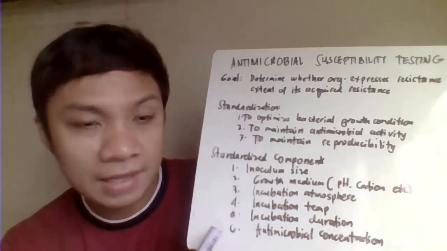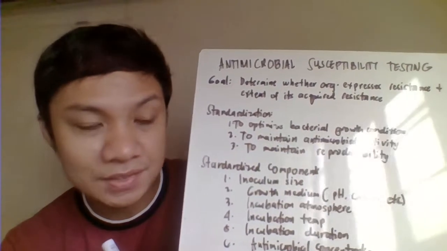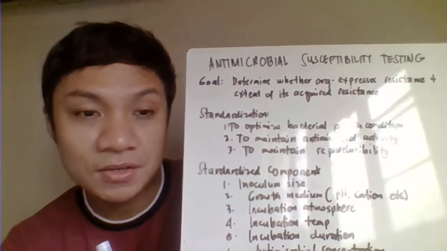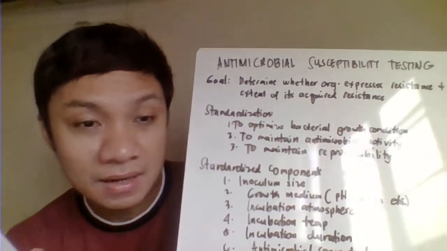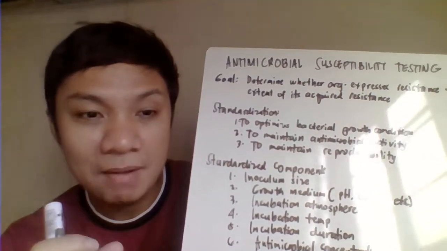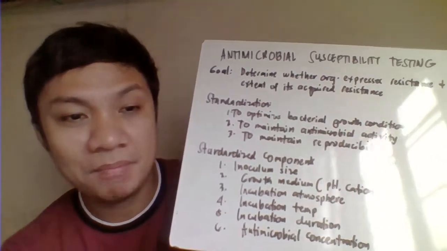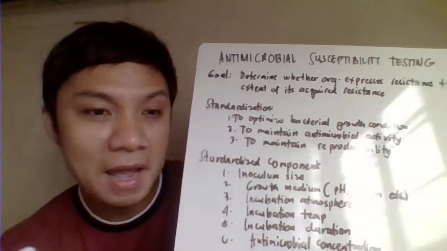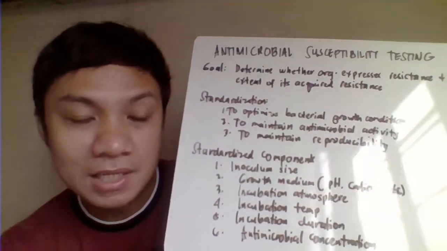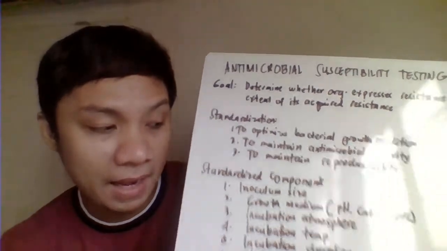Another one, we have your antimicrobial concentration. This is pertaining to the concentration of your antibiotics, like ilang microgram per ml. Okay, like our tablet, di ba? It's milligram, ganon. But if you are using antibiotics when we are doing your susceptibility testing, that's microgram per ml.